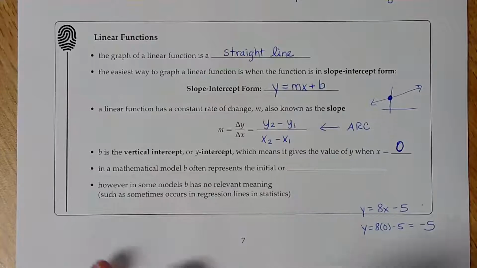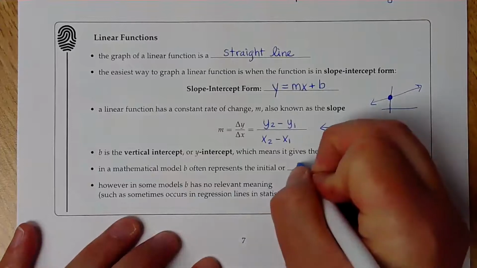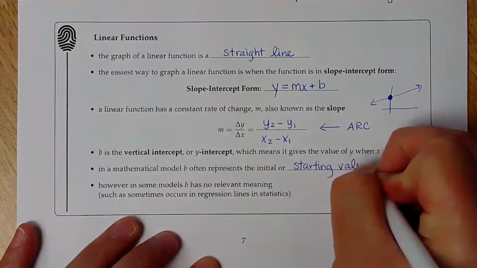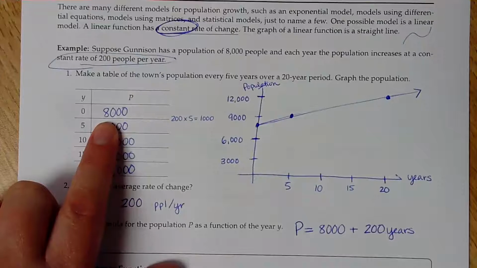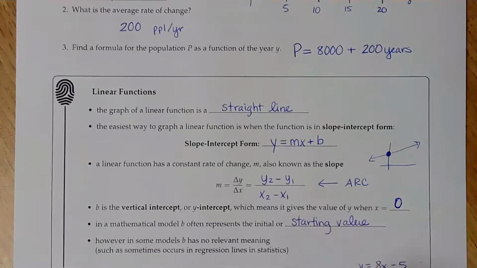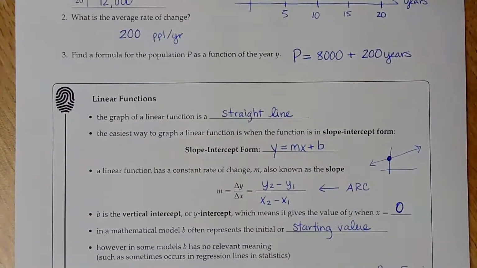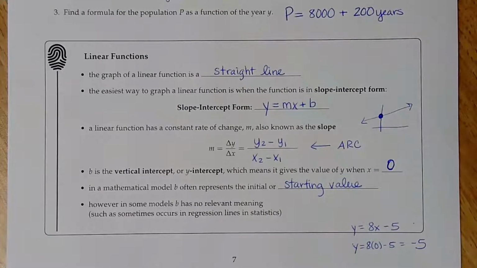In a mathematical model, that letter b often represents the initial or starting value. Okay, and that's what we had up here. Our starting value was 8,000. And there's our 8,000 there. Now, sometimes that b doesn't actually have any practical meaning or statistical significance. And that happens a lot in statistics with regression lines. If you take an intro to statistics class, you'll learn about regression lines.